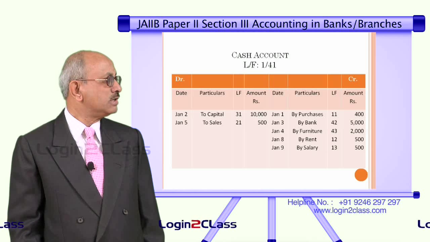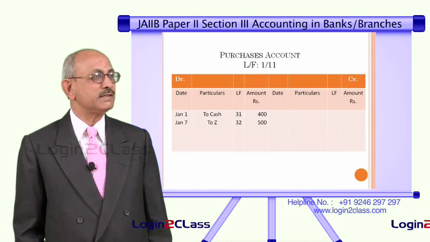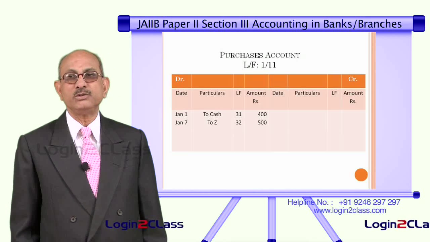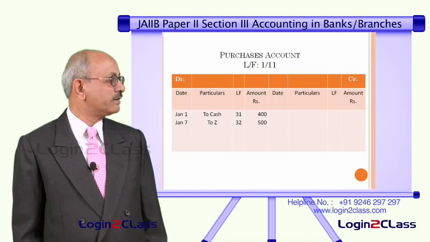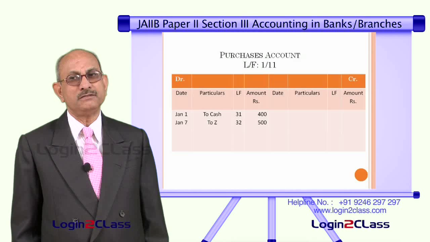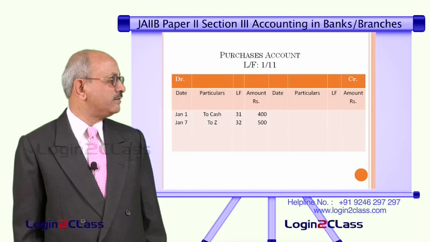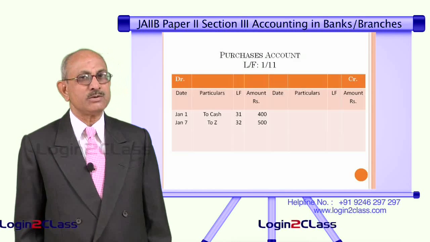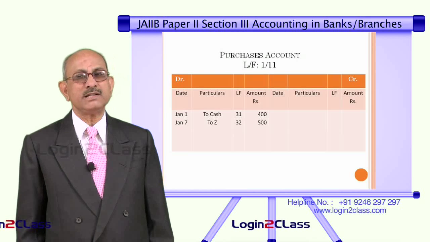Now we can go to other accounts. For example, the other account which got involved is the purchases account. So when we do the ledger posting in respect of purchases account, as you see, we first mention the ledger folio of the purchases account, that is 1 by 11. This is for reference purpose. And there, as you had seen in the cash account, one leg of cash account involved purchases. So since purchases account was debited, we are writing to cash. That means the credit has gone towards cash and the purchases account is being debited, and we write the ledger folio of the cash account, that is 31, and the amount is written in the amount column.